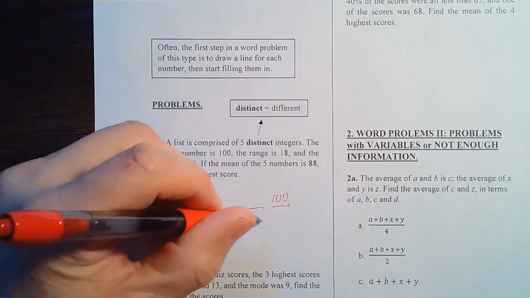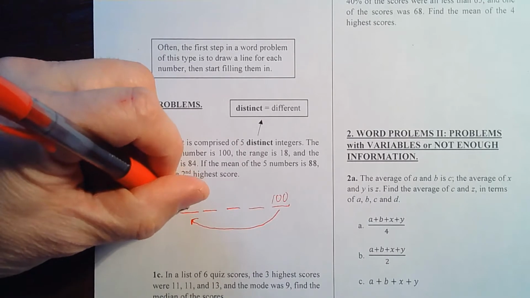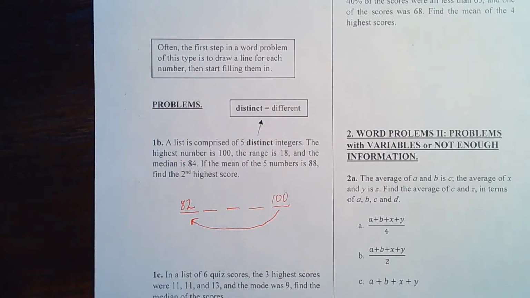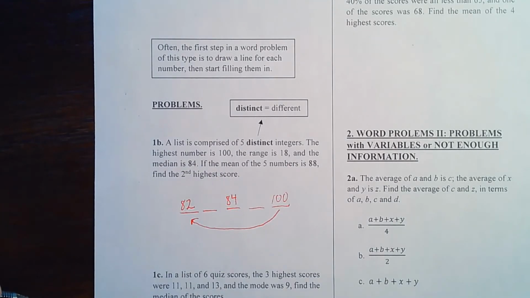Well, what can we do with that? Well, the range is the difference between the highest and the lowest. So if the highest number is 100, the lowest must be 18 less than that, or 82. The median is 84. Well, now they tell us the mean is 88, and we should find the second highest score. That's this one here.